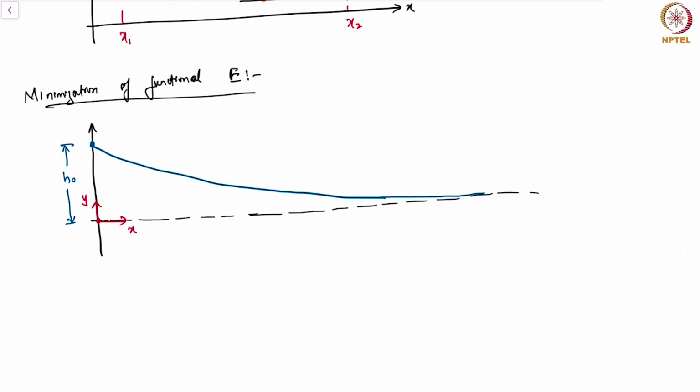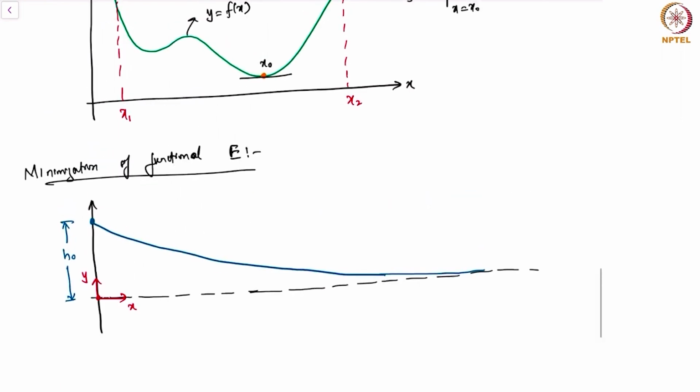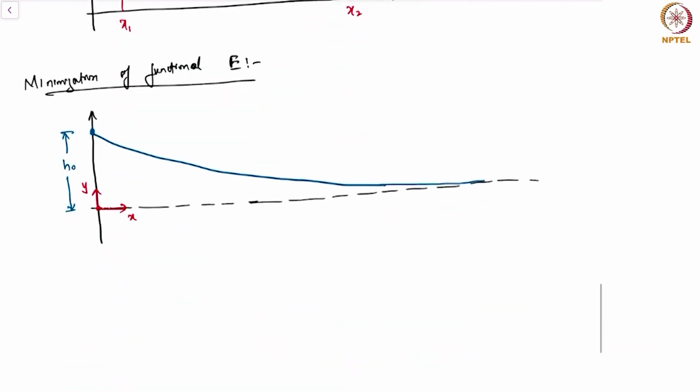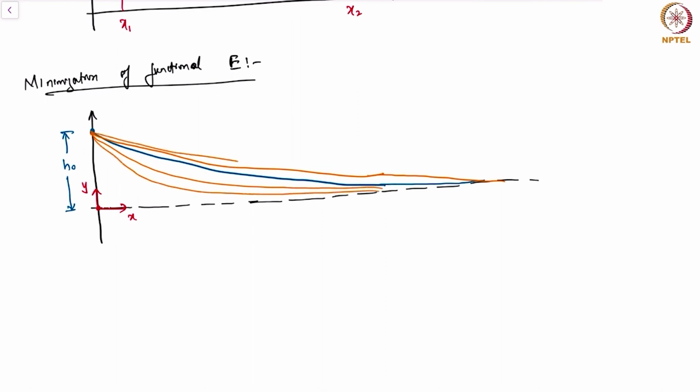Now, this problem is much trickier than the previous problem of minimization of a function. The reason is that we want to perturb this, and find out all the possible shapes. We want to evaluate the energy for all possible curves, all possible values of h of x, and the goal is to find out whether there is a special h of x which will give me the lowest possible energy.